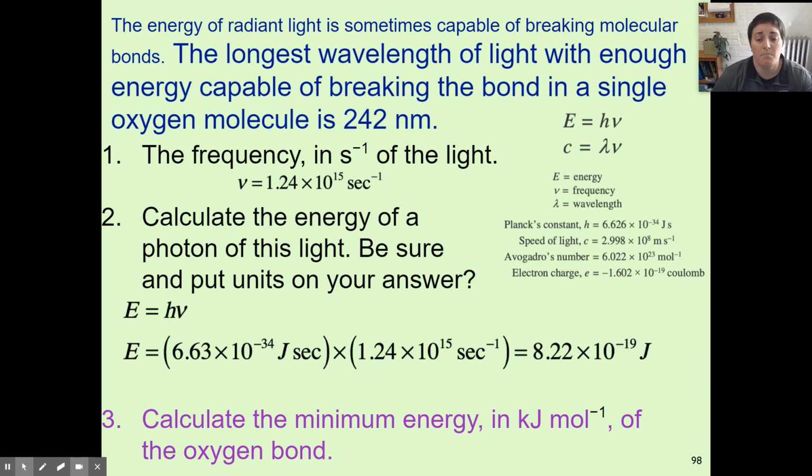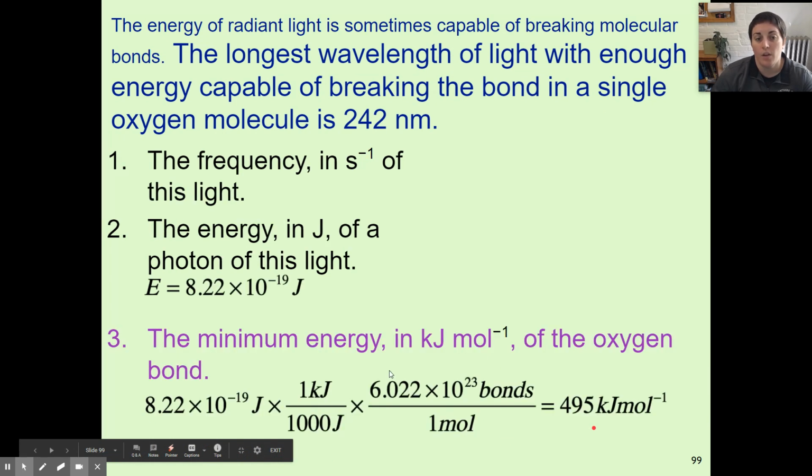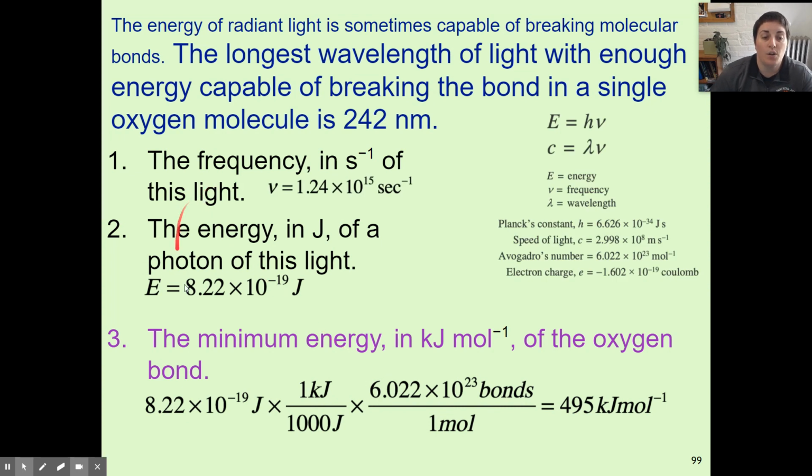Finally, we're going to calculate the minimum energy in kilojoules per mole of that oxygen bond. So the only difference here is that we're going to be converting from joules into kilojoules per mole. So to do that, we know the energy. I can convert that into kilojoules using my conversion factor. There's 1,000 joules per kilojoule.